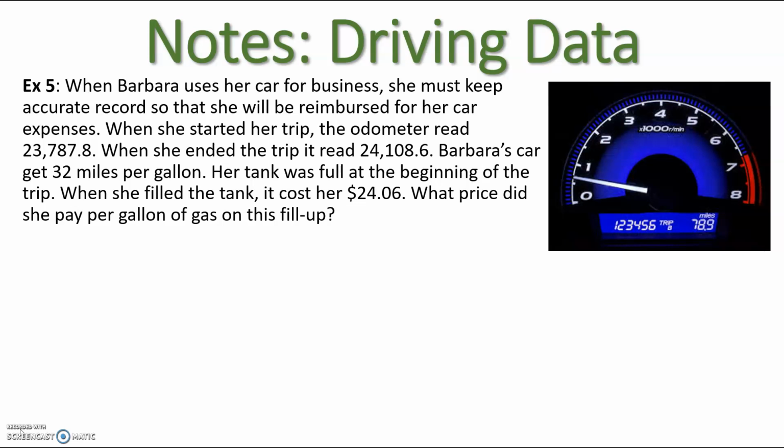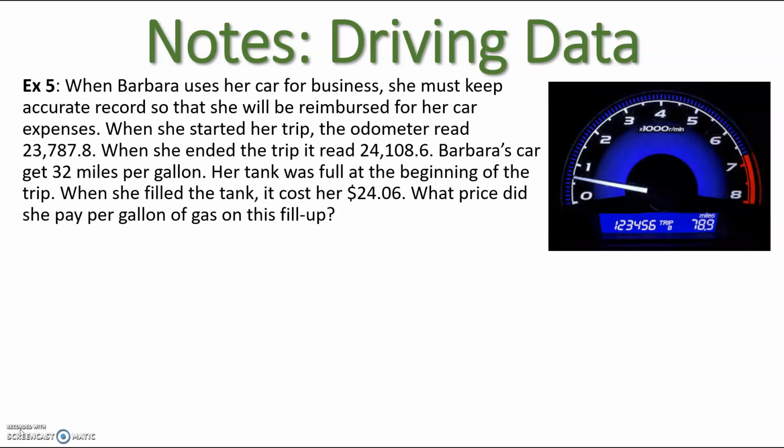Example 5. When Barbara uses her car for business, she must keep an accurate record so that she will be reimbursed for her car expenses. When she started her trip, the odometer read 23,787.8 miles. When she ended the trip, it read 24,108.6. Barbara's car gets 32 miles per gallon. Her tank was full at the beginning of the trip. When she filled the tank, it cost her $24.06. What price did she pay per gallon of gas on this fill-up?